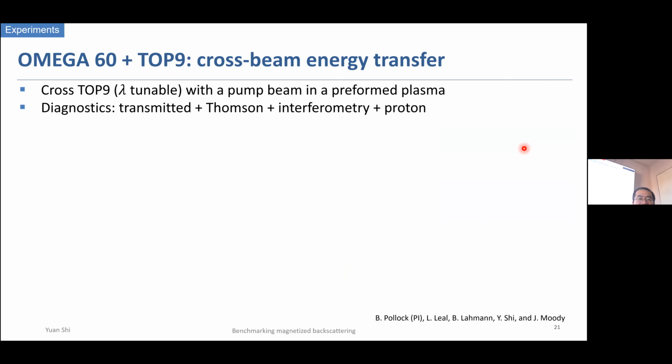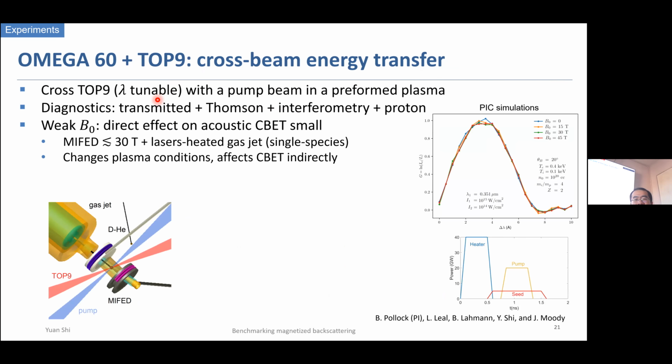The other thing we're doing is trying to actually measure two laser beams crossing in a magnetized plasma and exchanging energy. Here we're again working at the Omega facility. They have a Top 9 beam, which is a wavelength-tunable beam. That allows us to scan for resonances. We can scan the frequency until we hit the resonance where the transfer is strong. In PIC simulations, we expect that for a magnetic field that can be produced by what they call the MIFEDS, which is basically two coils you drive a current through to produce a magnetic field, that's typically 40 Tesla-ish.